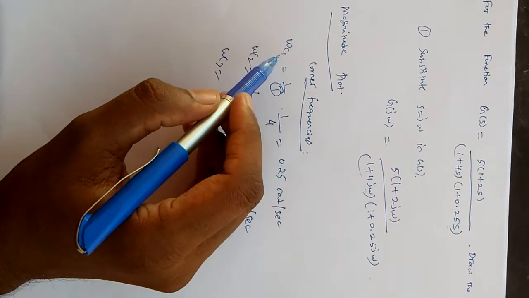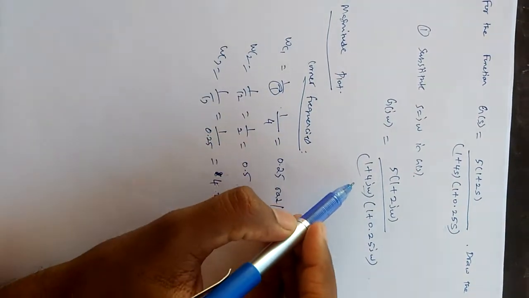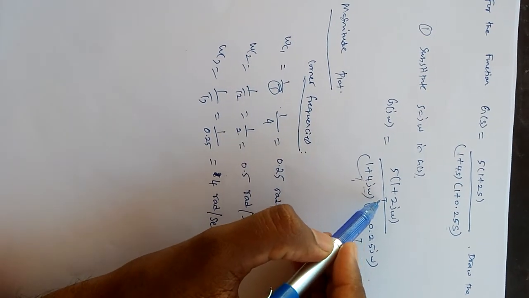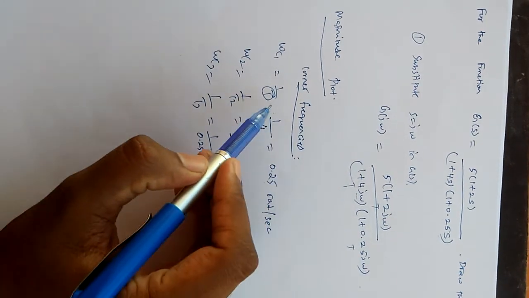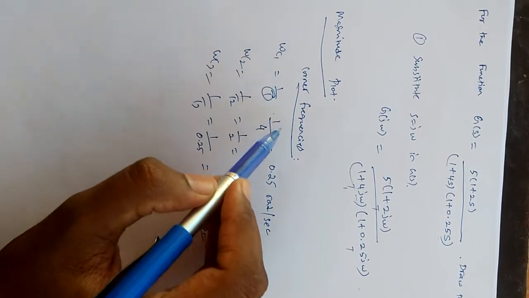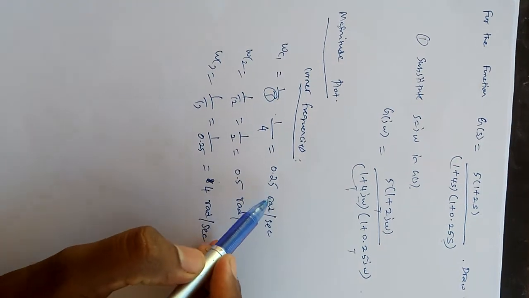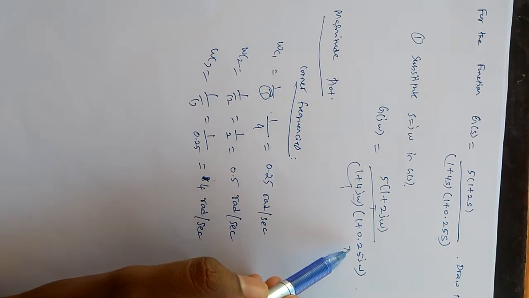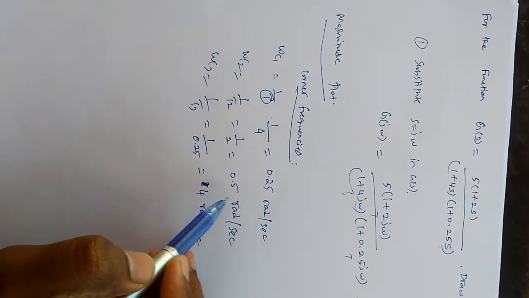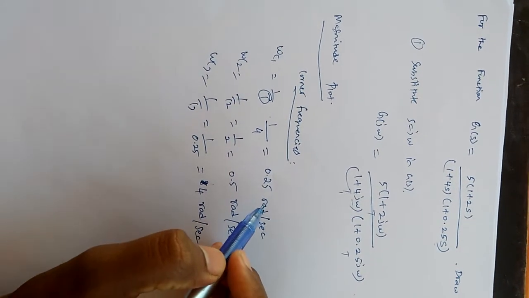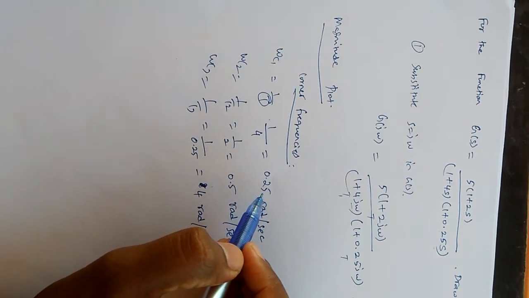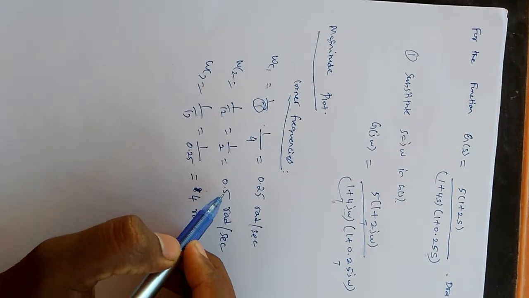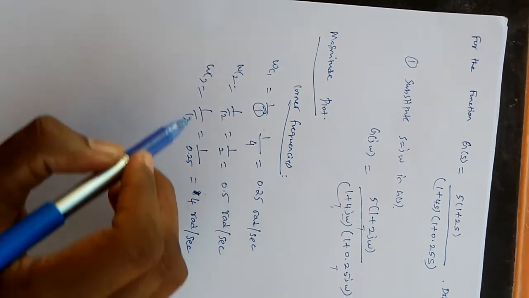The corner frequency formula is 1 by T, where T is the coefficient of j omega. So 1 by 4 is 0.25, 1 by 2 is 0.5 radian per second, and 1 by 0.25 is 4. We have to order the corner frequencies from lower to higher. So the lowest, 0.25, is omega c1, the next higher, 0.5, is omega c2, and the next higher, 4, is omega c3.